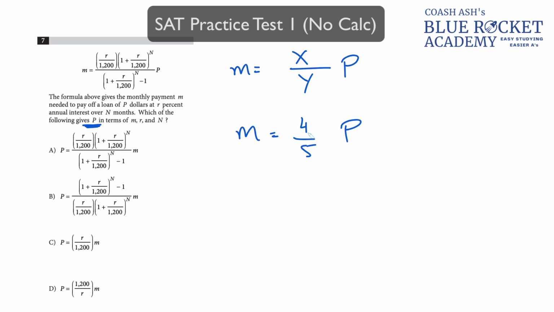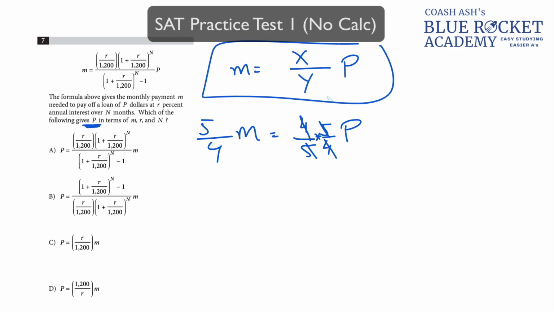Wouldn't you just multiply by the reciprocal? So what you can do is multiply by 5 over 4. I think you know the style. You multiply by 5 over 4. When you do this, all of this cancels out, and you're left with p is equal to 5 over 4m. The same way now for this guy, you do the same thing.